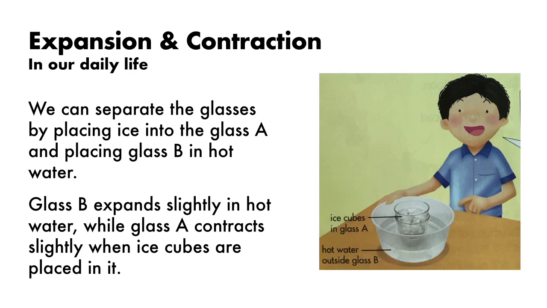Remember, when you heat an object, it expands. When you cool down an object, it contracts and becomes smaller. Because you want to separate the two glasses, you make the inner glass smaller and the outer glass bigger. To make the outer glass, glass B, bigger, you put glass B in hot water. To make the inner glass, glass A, smaller, you put ice cubes inside glass A. So glass A gets smaller, glass B gets bigger, and that's why they have a gap in between.